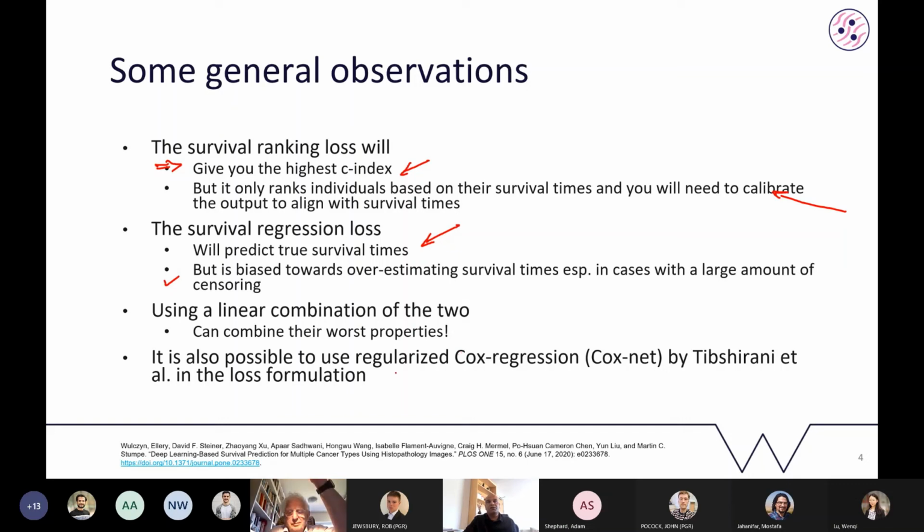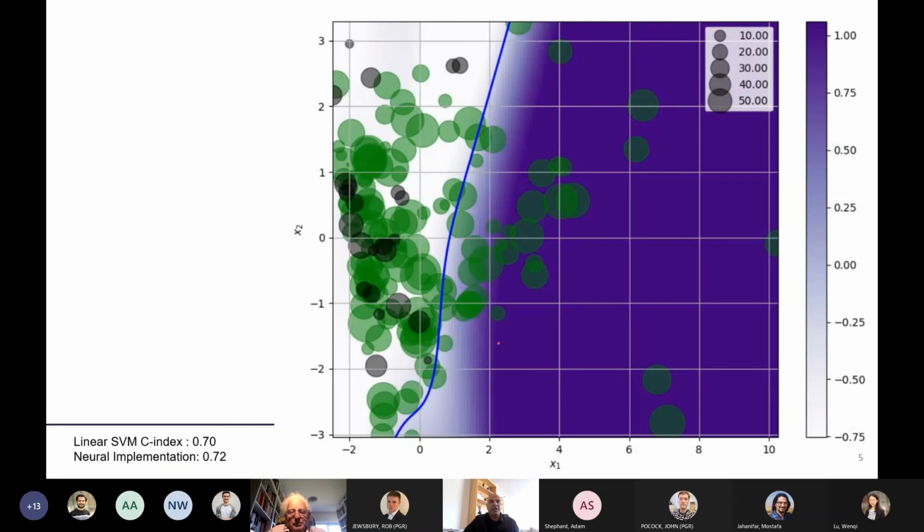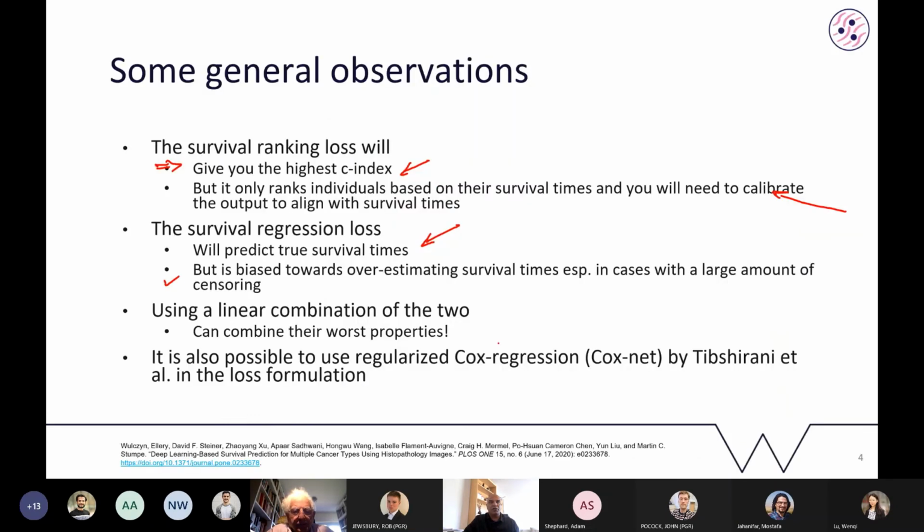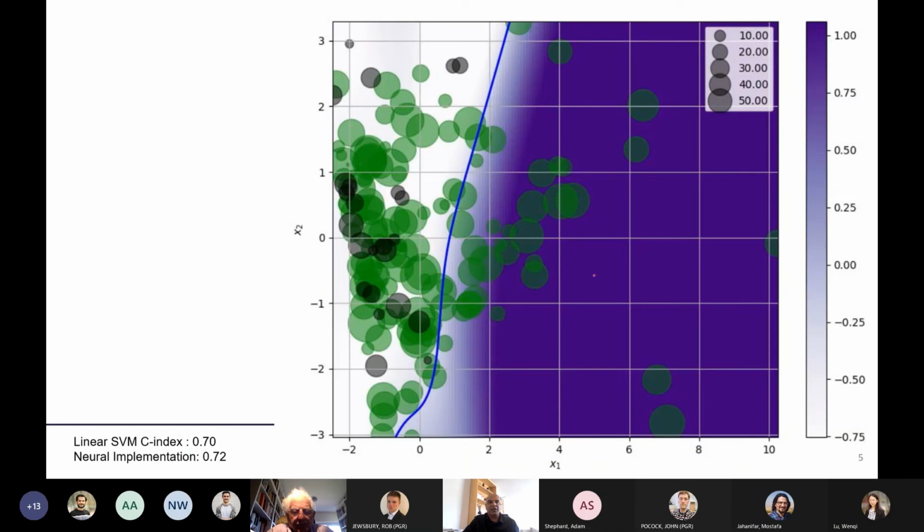It is also possible to use a regularized Cox regression network that David presented in the loss formulation, in which you are trying to minimize the log likelihood of survival times. So that's essentially it. If you have nonlinearities within your prediction model, you can essentially build a nonlinear estimator. I won't go into the details of this plot, but I will draw your attention to what's at the bottom of the slide. You have two different models. There is a linear SVM model, and you have a neural implementation of a non-linear support vector machine, and this performs slightly better in comparison to the other one. So in certain cases, non-linear or neural implementations would be better.